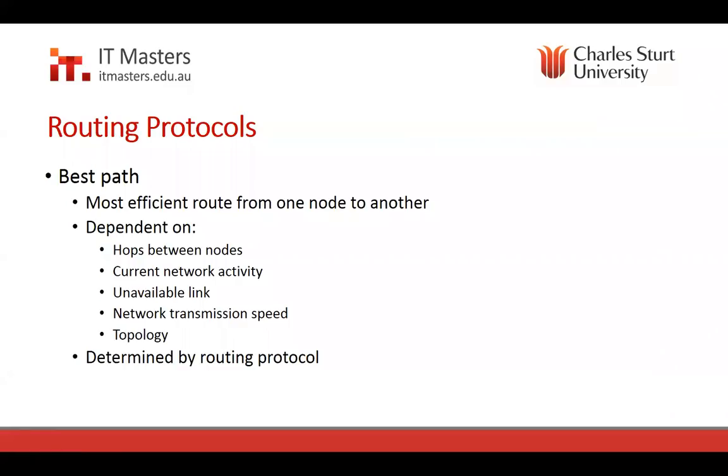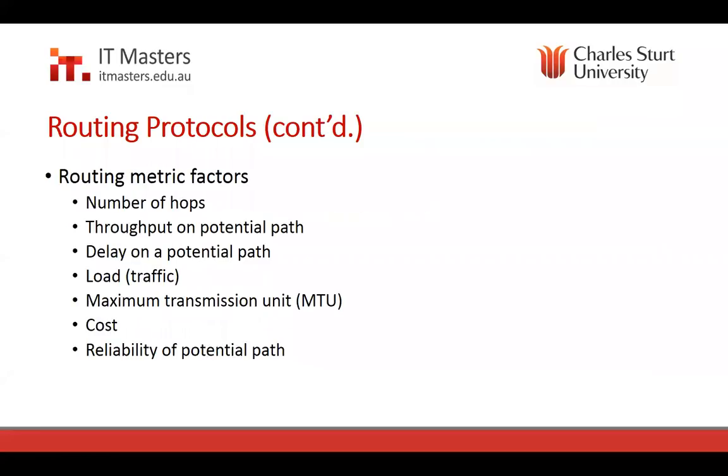The best path is determined by the routing protocol, so the dynamic routing protocol that is being used. There are a number of metrics that routing protocols use. A metric is basically the cost, or the factor that we're going to apply to a route to determine whether it's best or not, how good it is relative to any other route. So I can use a simple number of hops.